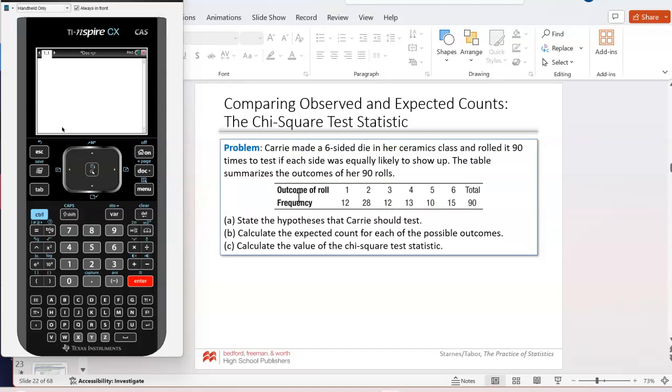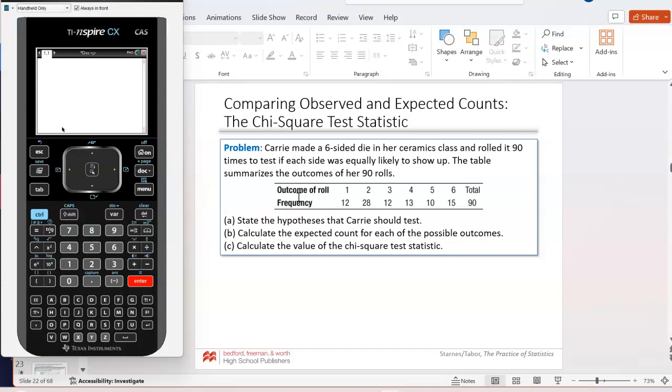So Carrie made a 6-sided die. State the hypotheses that Carrie should test. Okay, so this is a slightly different situation. She made a 6-sided die in her ceramics class and rolled it 90 times to see if each side was equally likely to show up. The table summarizes the outcomes of her 90 rolls.